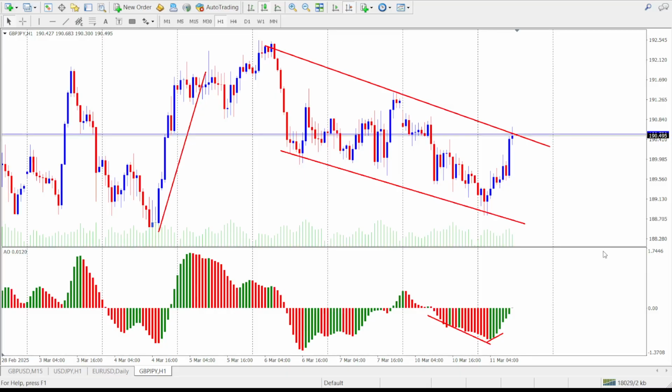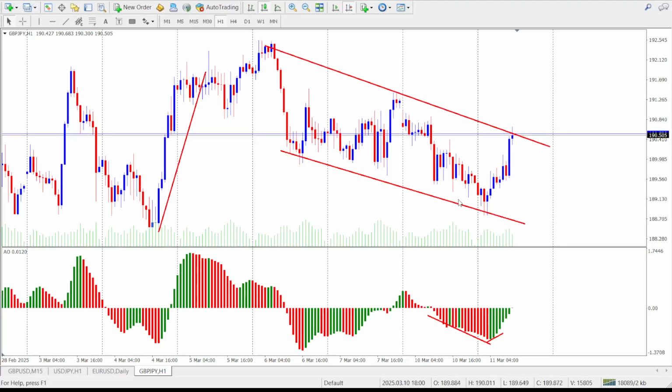Now, the Awesome Oscillator is one of the best indicators for scalping, and here is why. It is simple and effective. Okay, there is no need for multiple indicators cluttering your chart. You just have to focus on momentum shifts. All right, and this indicator works across all markets. Whether you trade Forex, stocks, or crypto, the AO helps spot short-term momentum shifts.